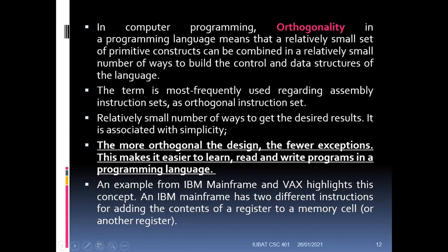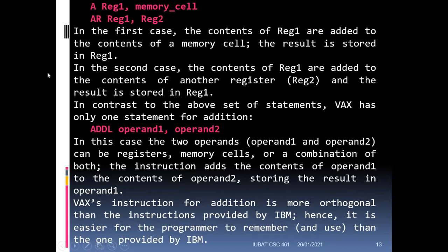So try to remember this part, that this will give you the whole idea. Okay, so an example from IBM mainframe, let's go to the next slide. Look at this one. This is the first one. What it does is it adds two numbers that are stored in a register and a memory cell. So in the first case, the contents of register 1 are added to the contents of a memory cell, and the result is stored in register 1. So this is the first way to do it.